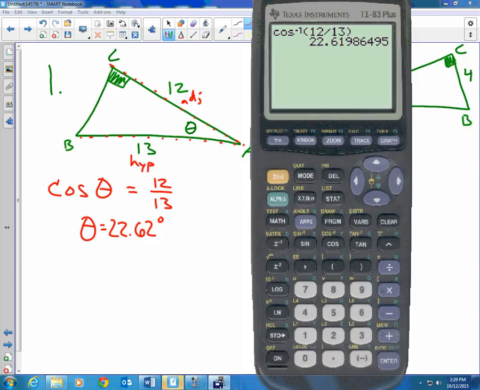Or you got the super duper special calculator. Oh, we'll have to figure something out. I don't know.